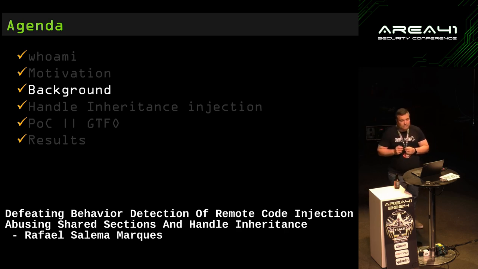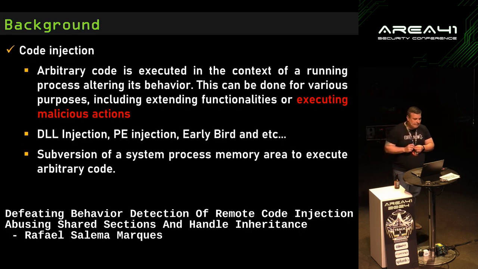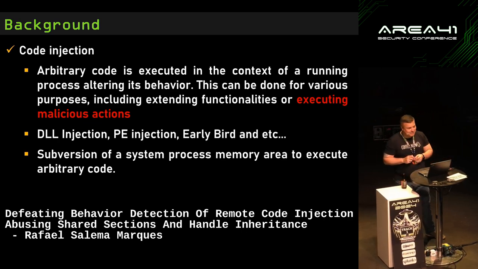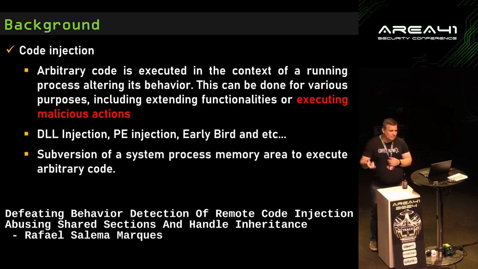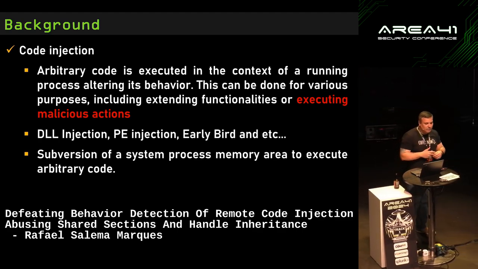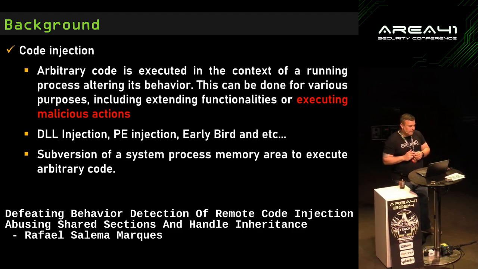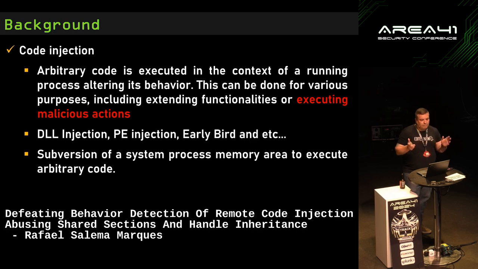So let's level some knowledge. Sorry, my English is not that good. Eventually I lose the words. But let's talk a bit about code injection. Arbitrary code is executed in the context of a running process. We are going to inject arbitrary code into a legit process. That's code injection at the end of the day. There are plenty of different techniques of code injection, like DLL injection, PE injection, early bird, and a lot of others. The main target at the end of the day is to subvert a system process memory area to execute arbitrary code.